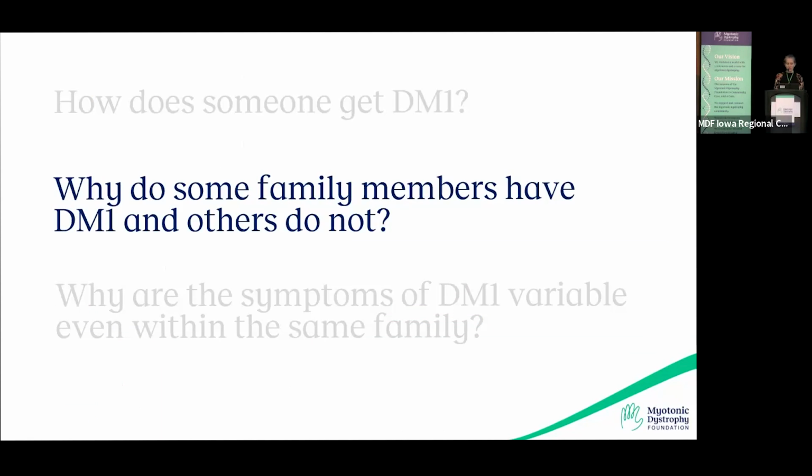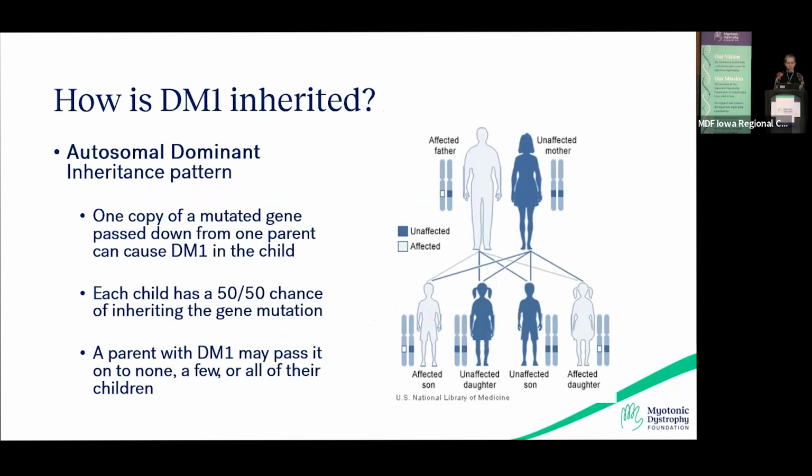So why do some family members have DM1 and others do not? DM1 is inherited in an autosomal dominant pattern. That means that one copy of a mutated gene is passed down from one parent, and that's enough to cause DM1 in that child. Each child has a 50-50 chance of inheriting the gene mutation. That is for each child.